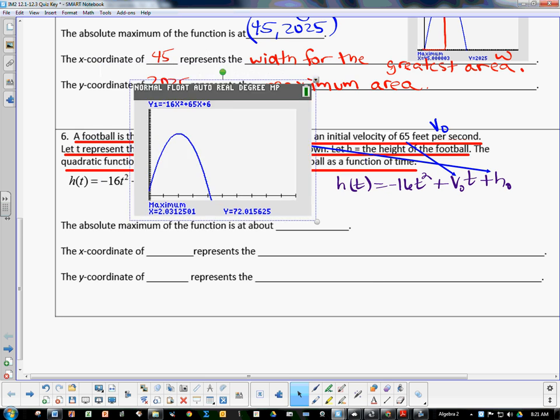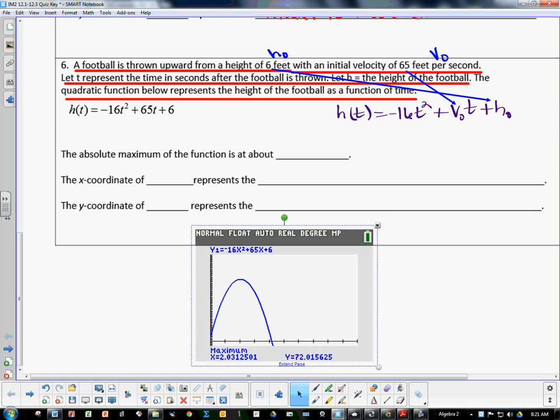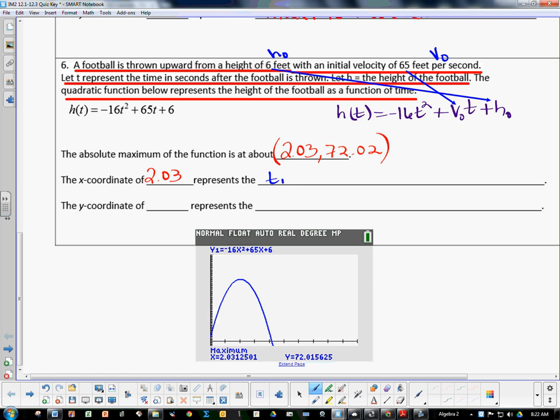Let's get this out of the way. Bring this down a little bit. I have a maximum of approximately 2.03, comma, 72.02. The 2.03, what does that represent? Very important here with respect to the problem. Not the speed. The time it takes this football to reach its maximum. Good. So it represents the time.